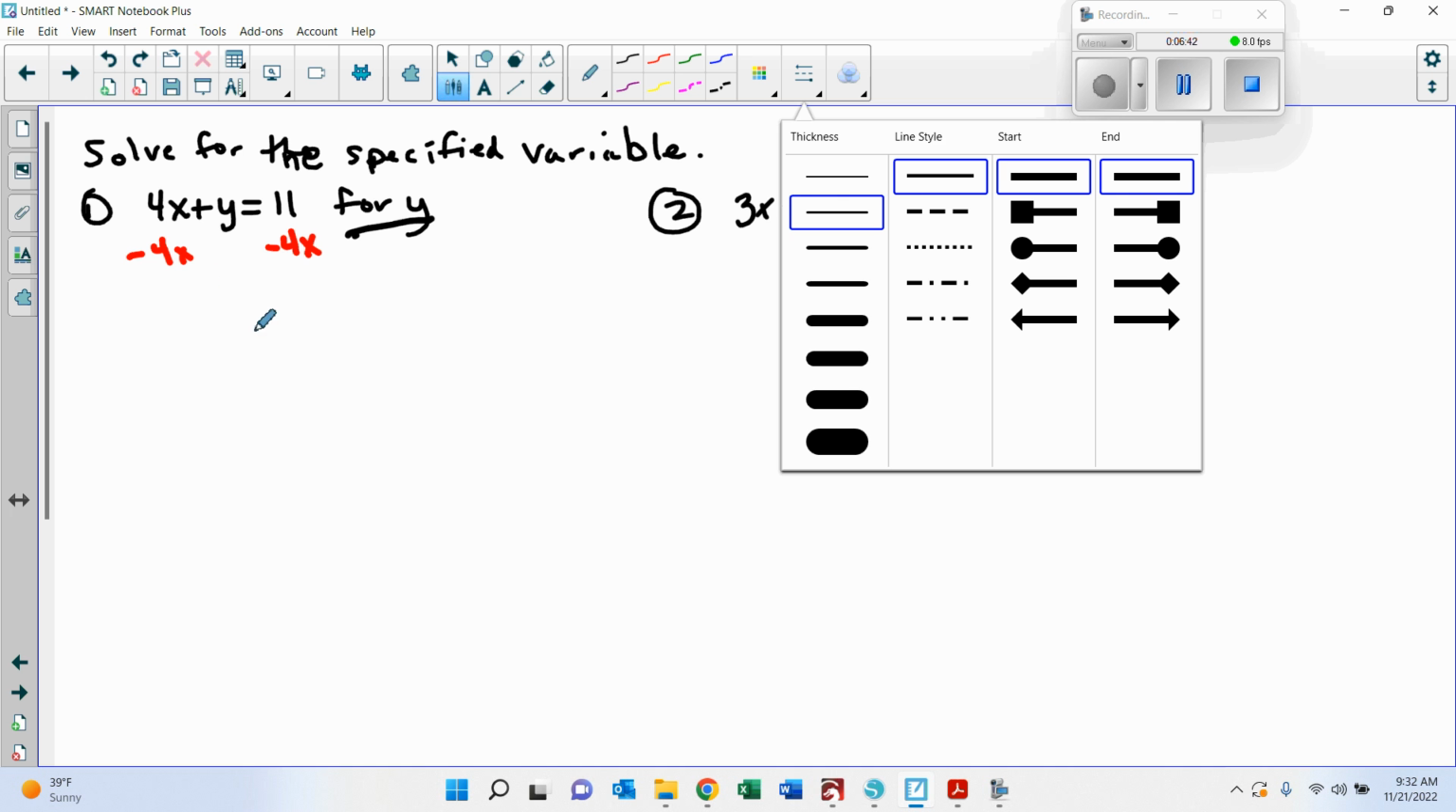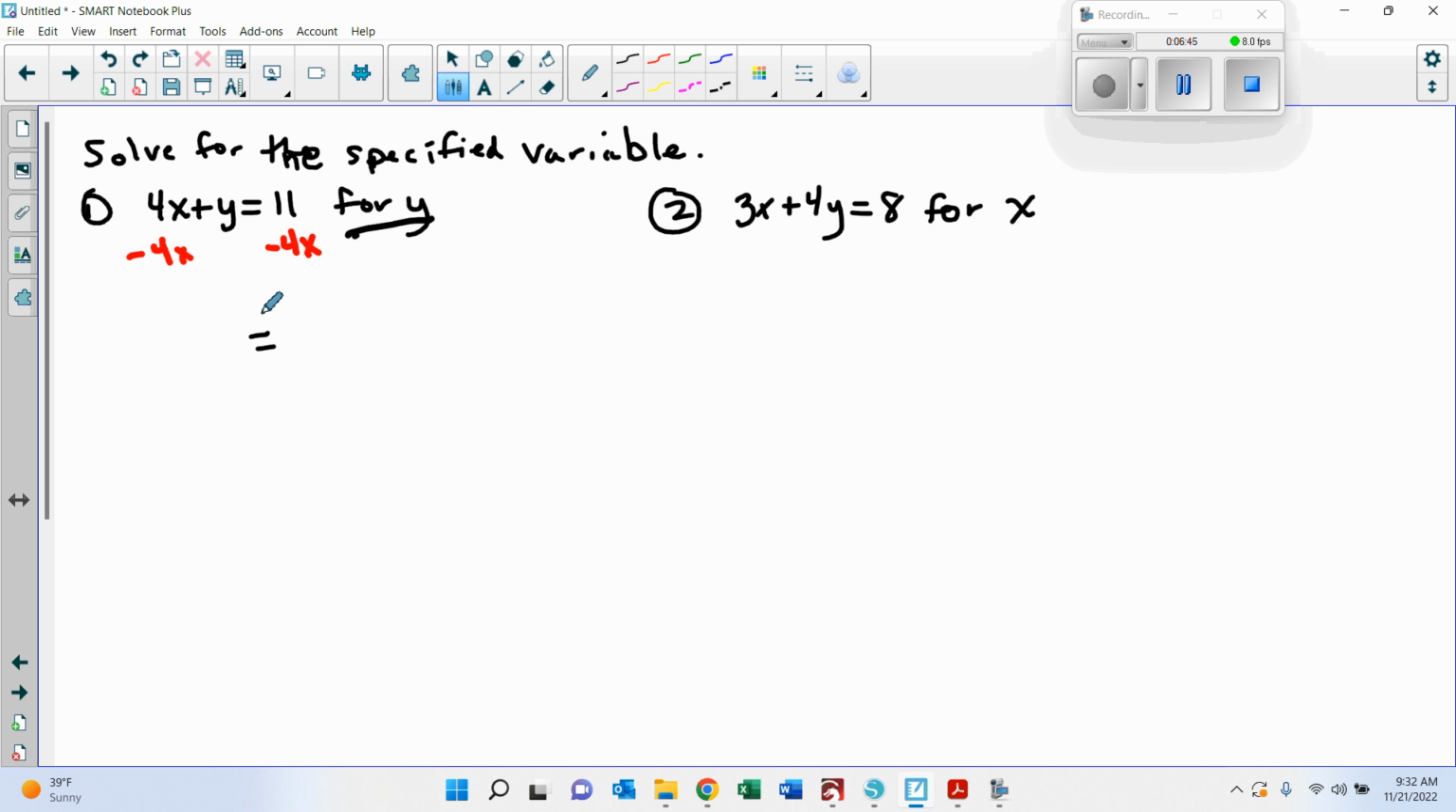But we have to be careful. We still want to keep our equal signs lined up. So we have 4x minus 4x. That's 0, so that one is gone, and I'm left with just the y. That's good. And then on the right, these are not like terms, so they can't be added any more than to simply put a plus sign between the two terms. So negative 4x plus 11.